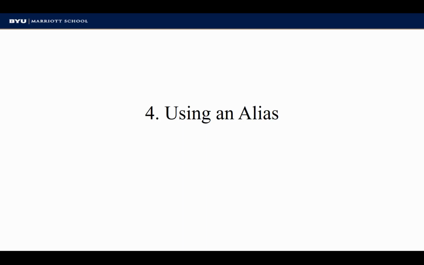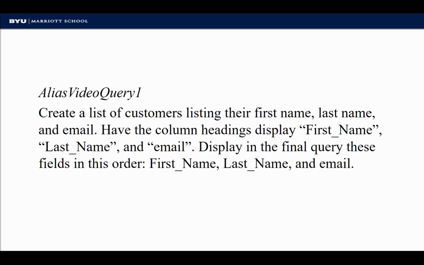Welcome to this video that shows you how to use an alias when running queries in Microsoft Access. So, the practice problem we're going to look at is this one. Create a list of customers listing their first name, last name, and email. Have the column headings display "first_name," "last_name," and "email." Display in the final query these fields in this order: first name, last name, and email.